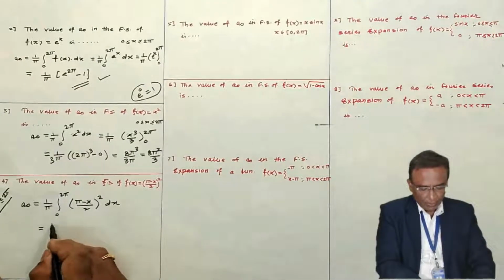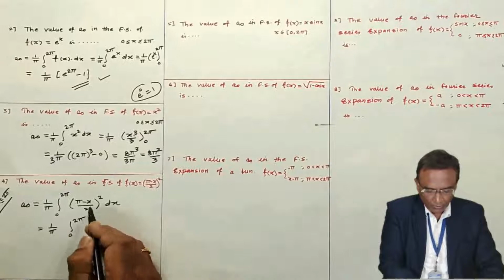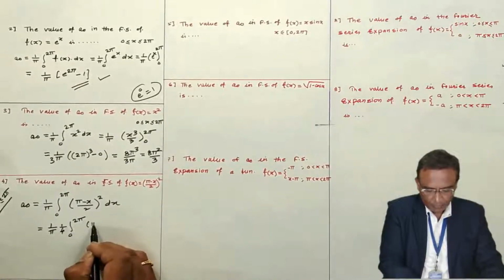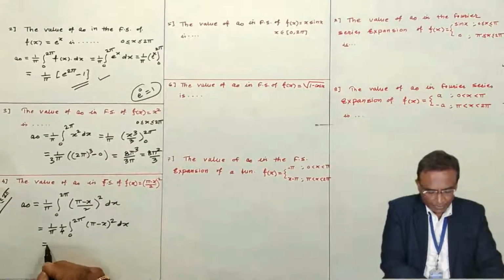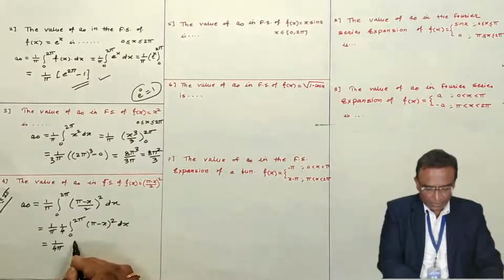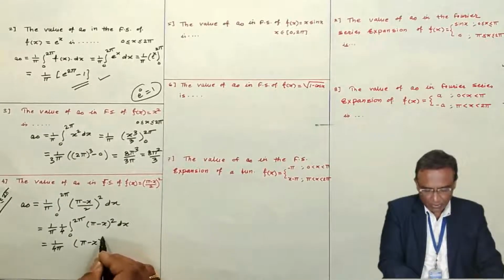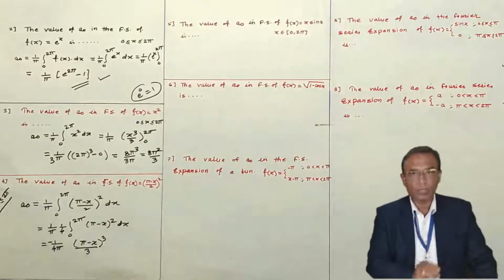Now 1 by pi integral of this, or you can add one more step: 1 by 4 pi, integral of (pi minus x) squared dx. Integral of (pi minus x) whole square is what? Pi minus x power 3 by 3, and the derivative of pi minus x, again we have to write in the multiplication like this.